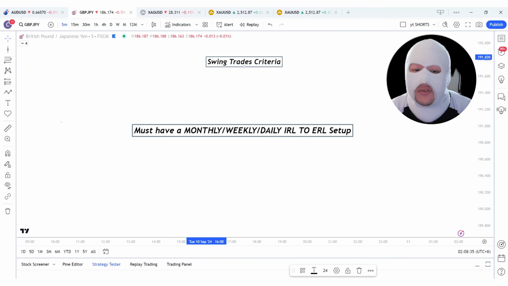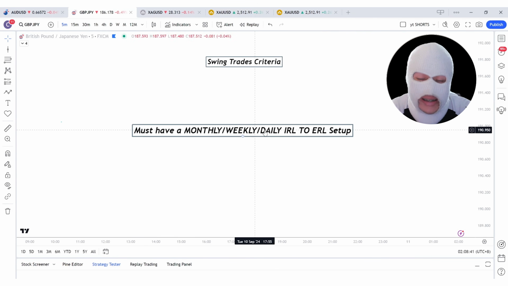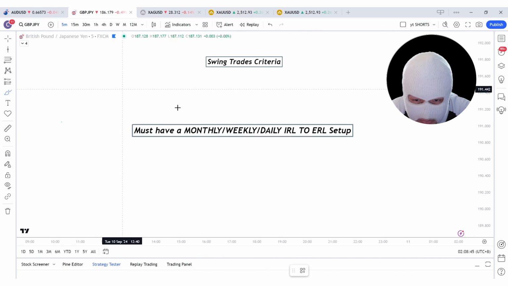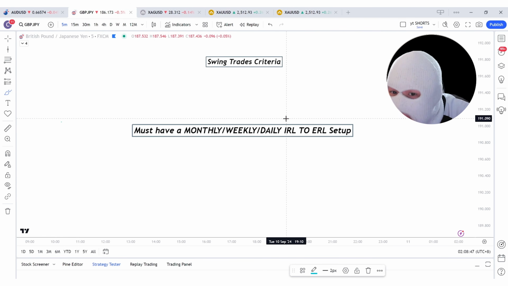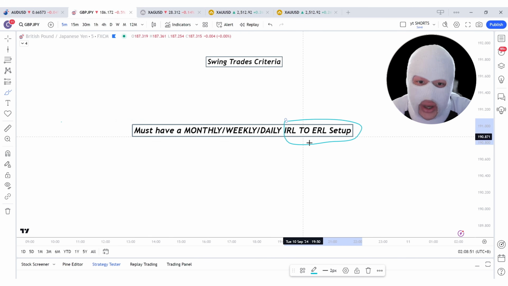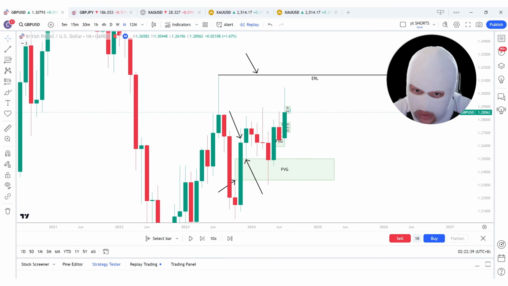Here's the main criteria for swing entries. So listen up. Swing entries must have a monthly, weekly, or daily context. Now, what do I mean by context? It must be based on a monthly, weekly, or daily IRL to ERL setup. Let's hop right into our first example of this swing trade.